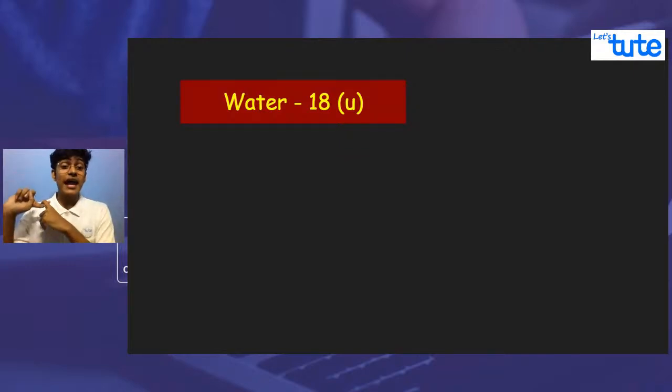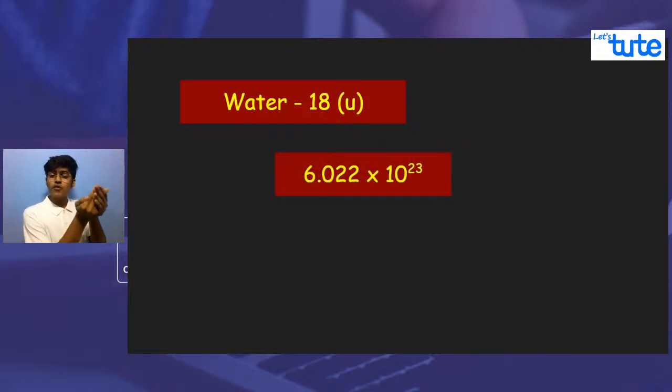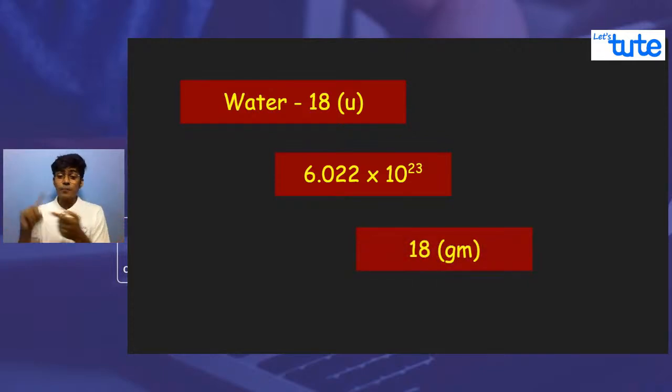We have just seen how we derived the molecular mass of water. The molecular mass of water is 18U. Now, if I have 1 mole of water, what will be the weight of this water mole? It will be nothing but equal to 18 grams. I hope this is very clear. If I have 1 mole of that particular element, it will weigh nothing but equal to atomic mass in grams.